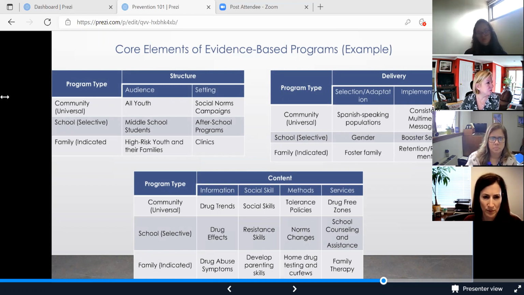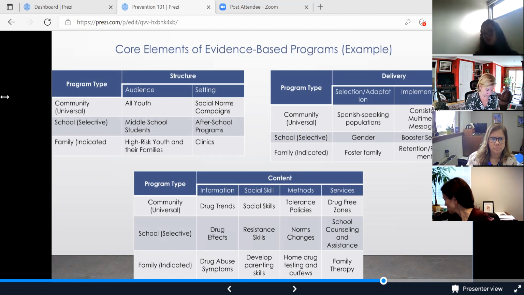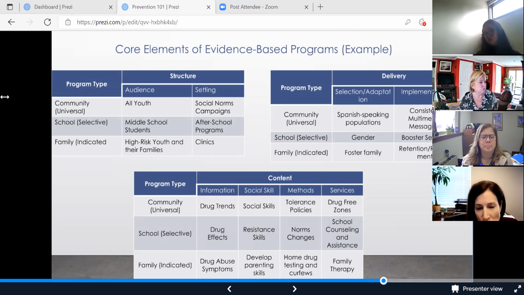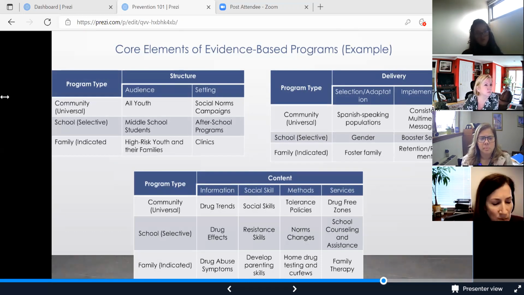So within the first table, if I was to go to community under universal, structure, I can see that my audience is going to be all youth. And the setting of my evidence-based program, I'm going to use a social norms campaign. Now, social norms campaign can be things such as billboards. They can be ads run on TV, ads run on YouTube, ads in general, your newsletters, different things that you need to use in order to get your information out into the community.